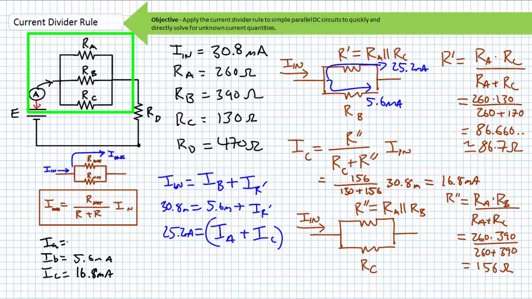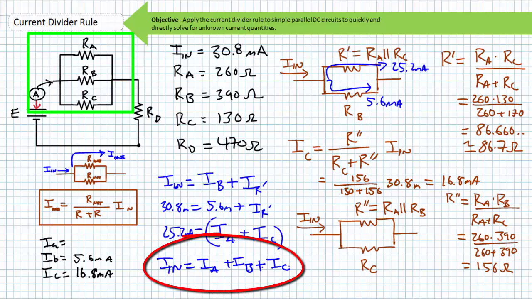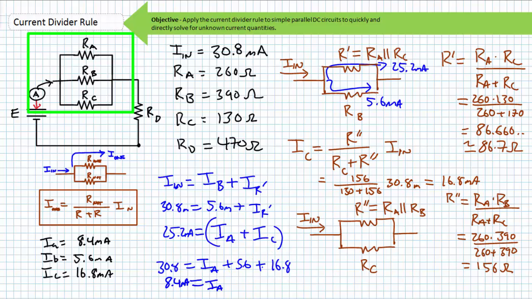Kirchhoff's current law can then be used to solve for IA, where IN equals IA plus IB plus IC. Having been given incoming current and having solved for IB and IC using the current divider rule, we can substitute these into our Kirchhoff's current law equation and solve for IA, where IA is 8.4 milliamperes.